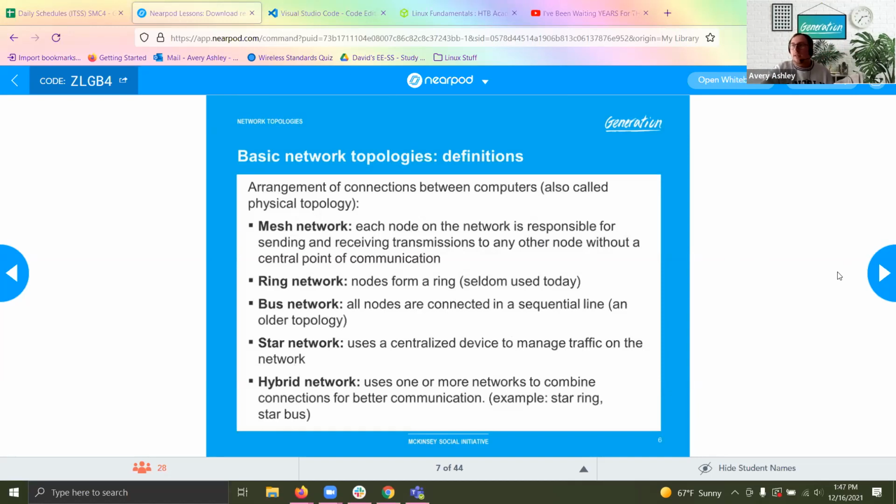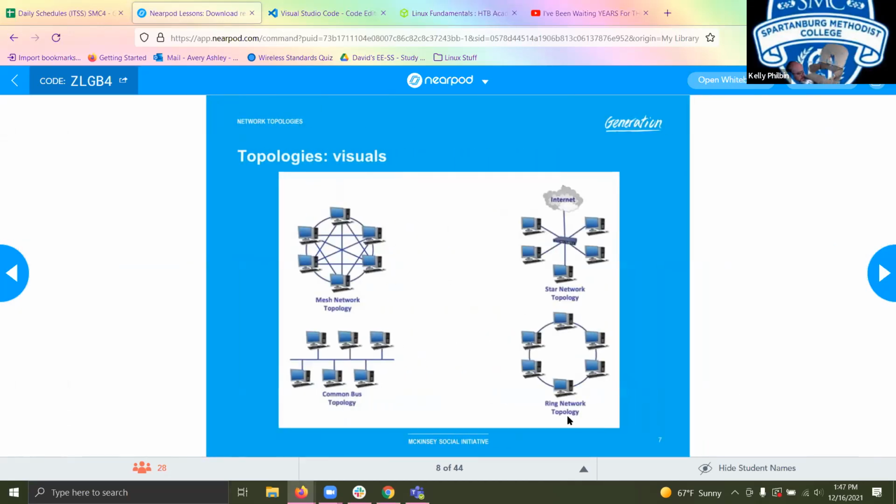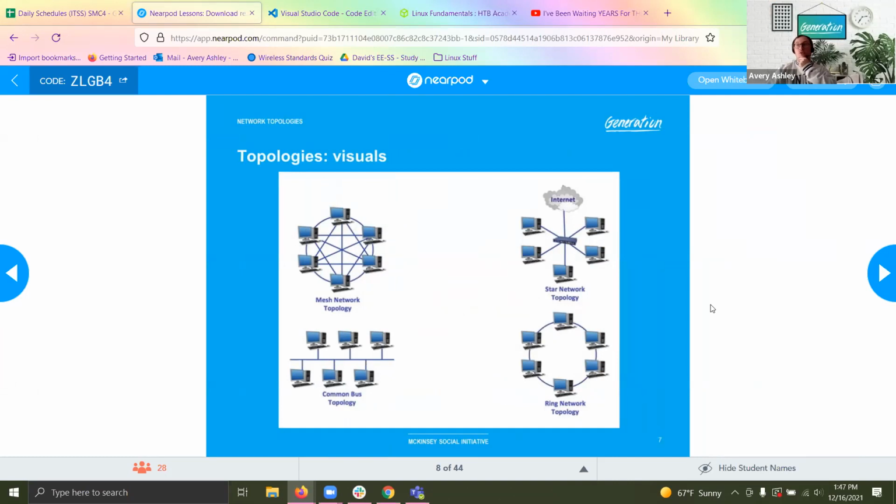Star is significantly less expensive than a mesh, yes. We'll explain, you'll see in the next slide, and then we'll explain it a little bit better with the mesh. So go ahead and take a picture of this, screenshot, whatever, and you can also draw it out yourself.